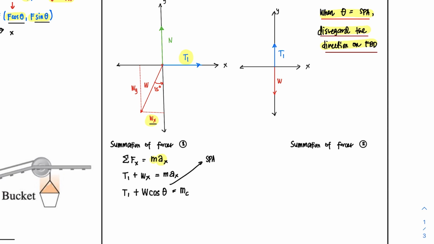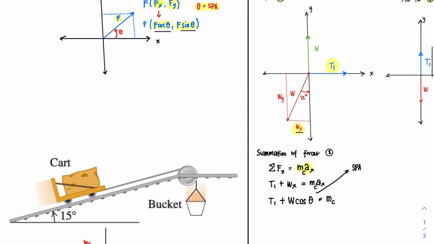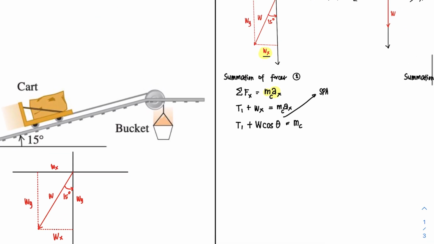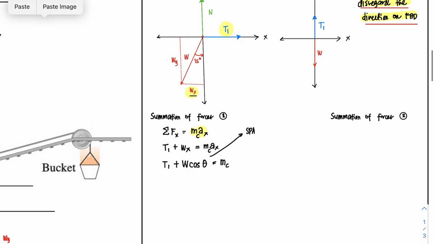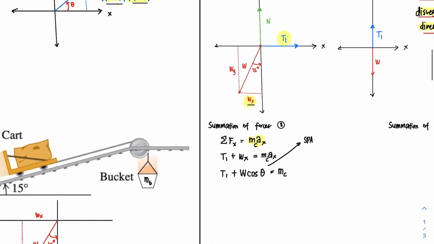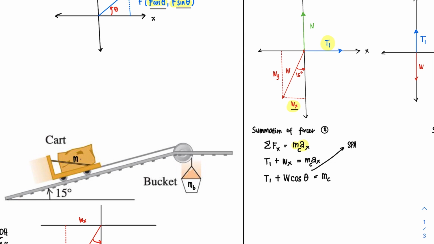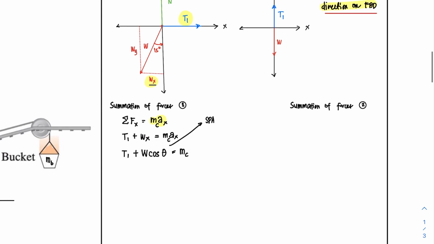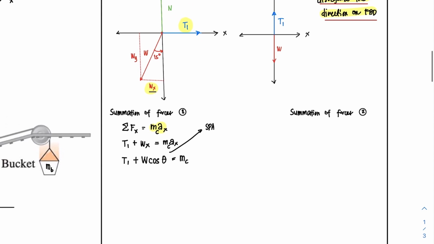I should denote it by m sub c. It should be m sub c, class. Why m sub c? Because we are talking about the mass of this cart over here. We actually have two masses. This one is the mass of the bucket, so m sub b, and this one is m sub c, just for distinction. Okay, so we don't get lost. So going back here, a sub x.